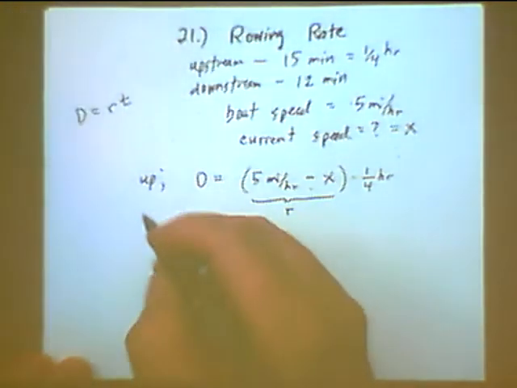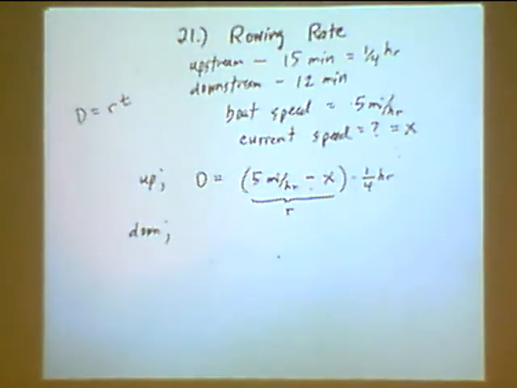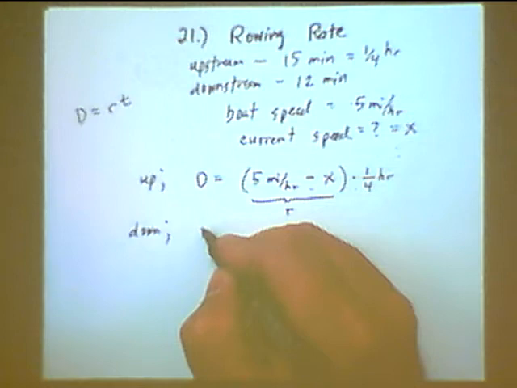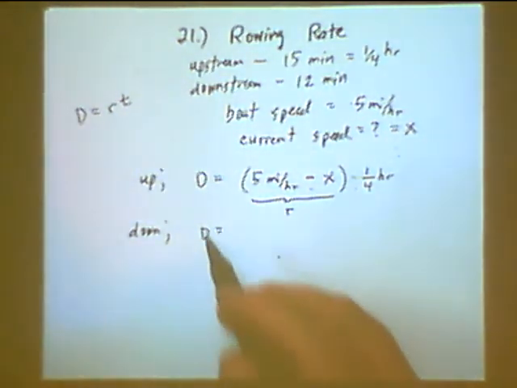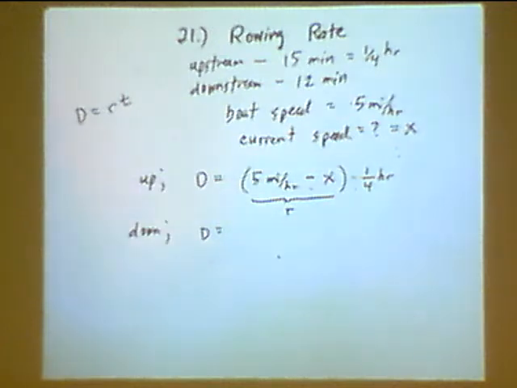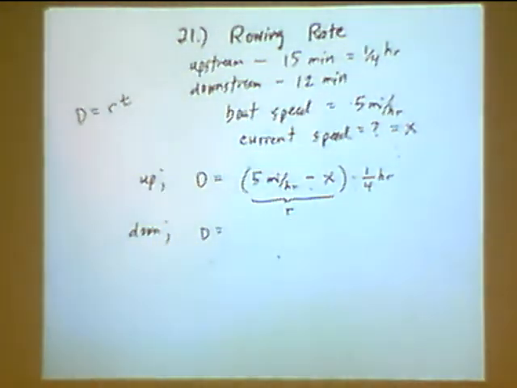And now let's look at the situation when he was going downstream. Once again, we don't know the distance, so I'm going to call it D, and it's okay that I call both of these D because they're actually the same distance. Since he made a round trip, the distance he went upstream is the same as the distance he went downstream. So these D's are actually going to be the same number.